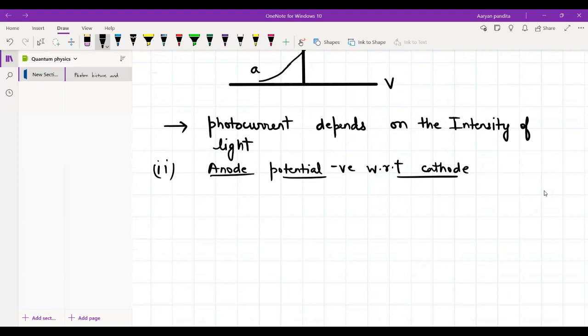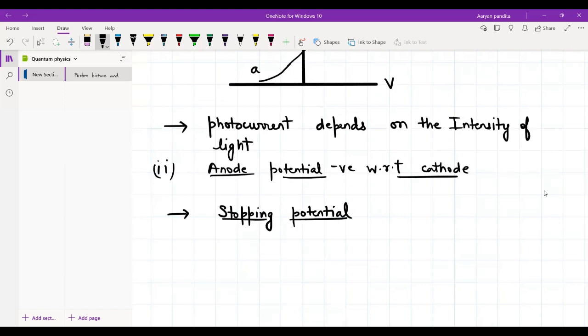So we may say that even the fastest electron, or the electron which has the maximum kinetic energy, also fails to enter the anode. So we may say stopping potential. There is a very interesting concept of stopping potential, and we will calculate the value of the stopping potential.